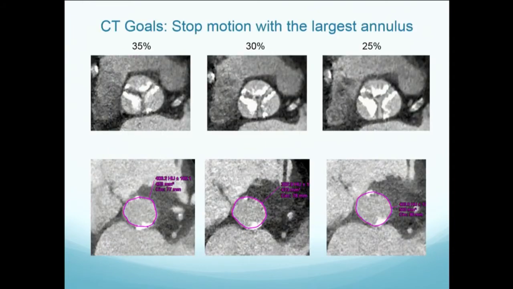at the systolic interval. And here's an example where we want to stop motion, but it needs to be at the largest annulus. So at 35%, it was 4.5 centimeters squared, and at 25% it is 5 centimeters squared. And it could even be larger, and it's not even given to us when we're analyzing our data.